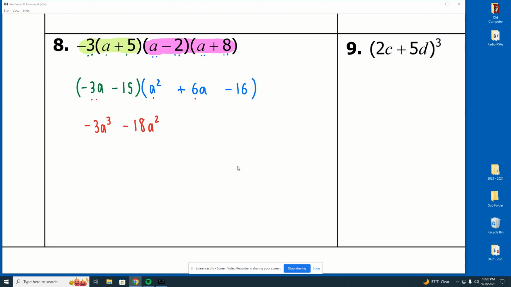Next, we're going to do negative 3a times negative 16. Now, you might need a calculator at this point, but negative times negative is going to give me a positive, and 3a times 16 is going to be a positive 48a.